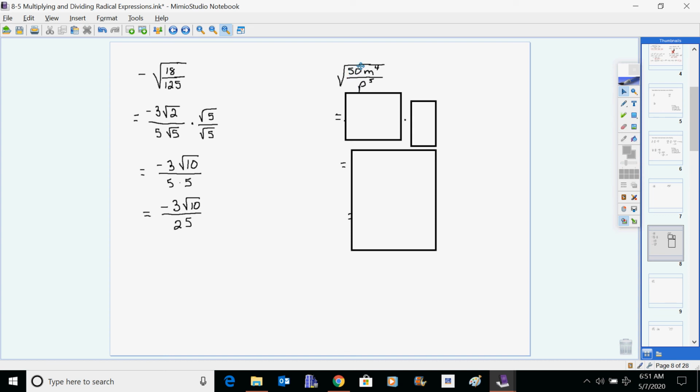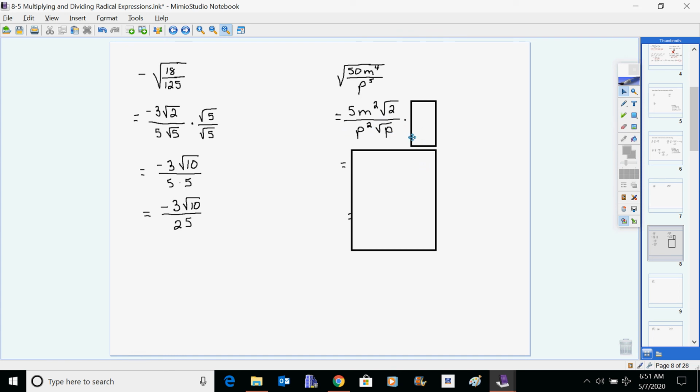50 is 2 times 5 times 5. So a 5 comes out. 4 divided by 2 gives you 2. So you've got a 5 m squared that comes out and a leftover square root of 2 that stays in. For here, 5 divided by 2 gives you 2 that comes out and 1 that stays in. So here's our simplified form of our fraction before we even begin to deal with getting a radical out of the denominator.